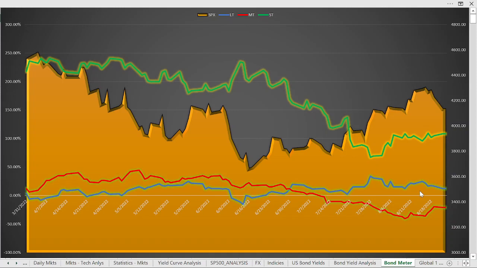Now, the blue line represents the sum of the spreads between the long-term bonds, which I like to think of as the 30-year, the 20-year, the 10-year. So the difference between the 30-year and the 20-year plus the spread between the 20 and the 10. Okay, so those spreads add up to the blue line. The red line represents the medium-term bond maturities and the spreads between those respective bonds. So we're talking about the 7-year, 5-year, and 3-year.